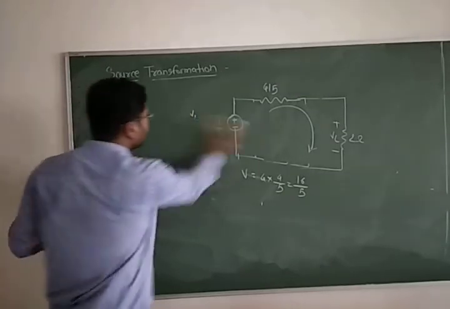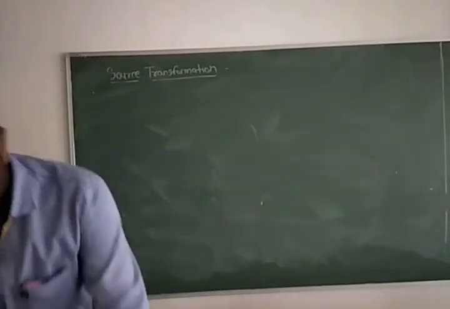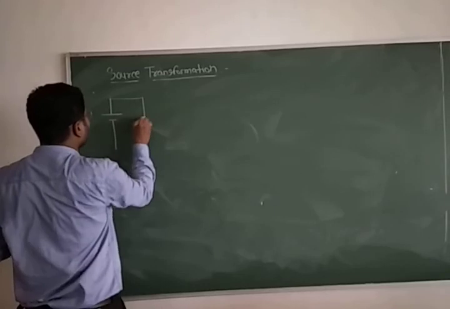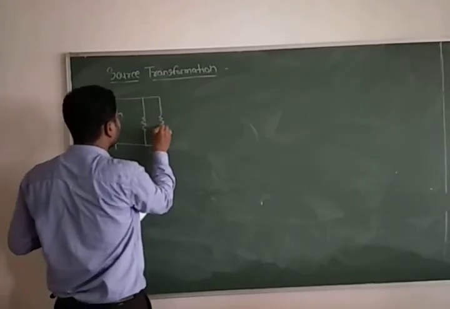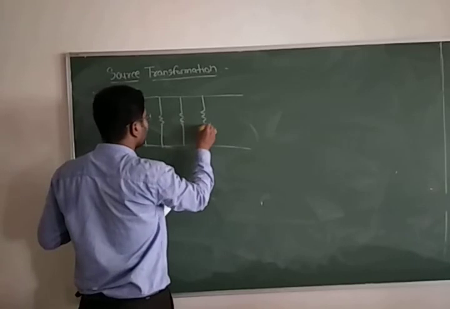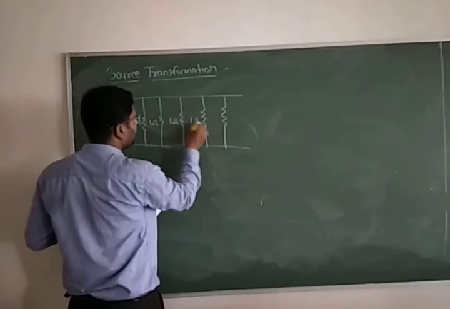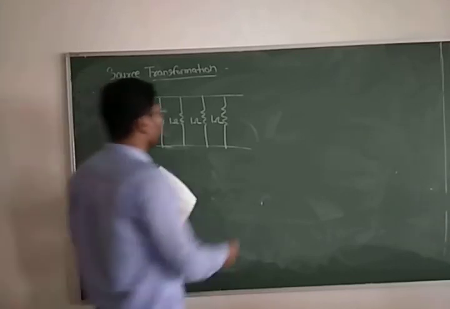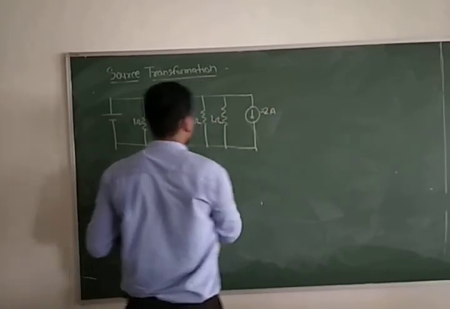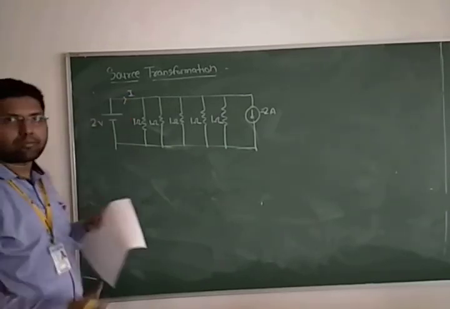So we'll take one more problem. And there will be a current minus 2 ampere, and there will be a 2 volt, and you have to find out the current I. Okay, you have to find out the current I.